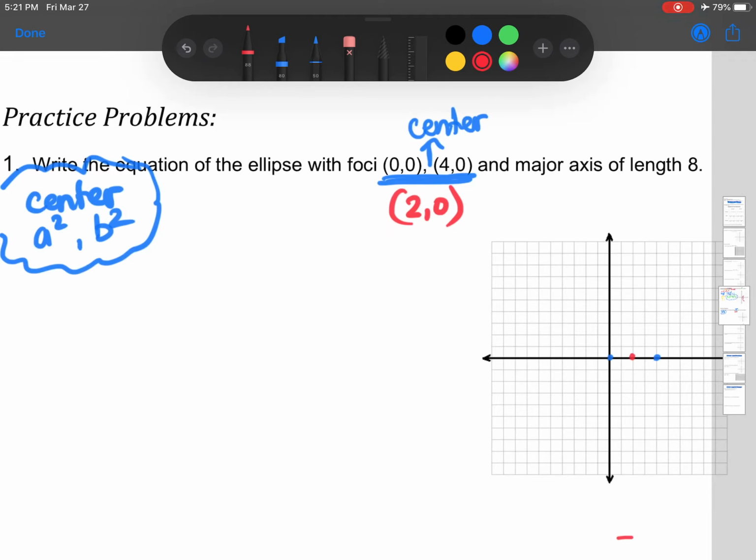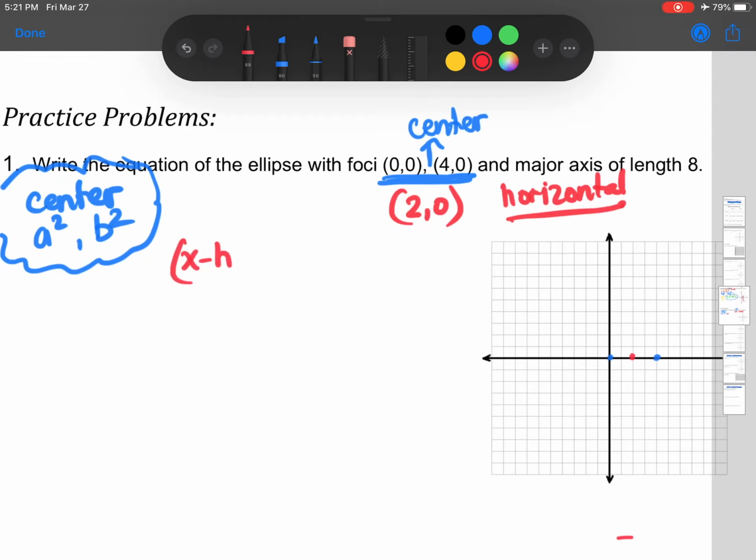On the horizontal axis, so it is a horizontal ellipse, right? So I'm going to write down the standard form. I want you to write these things because we can make those silly mistakes, and especially if it's a multiple choice question, it hinders your progress, right?